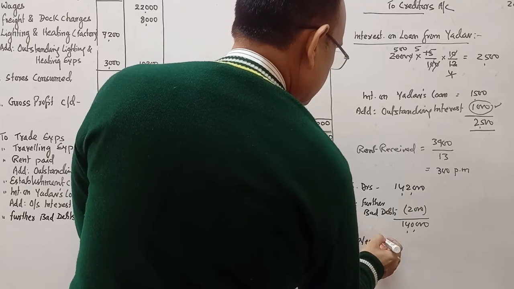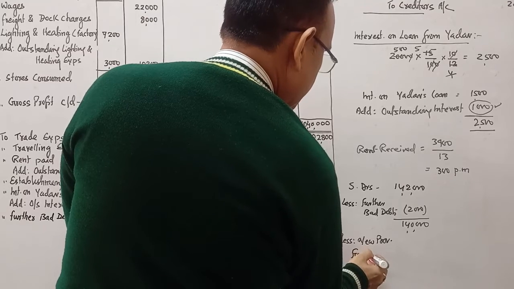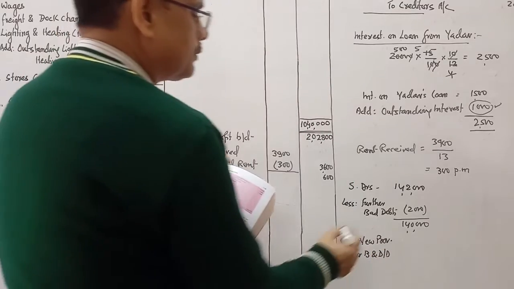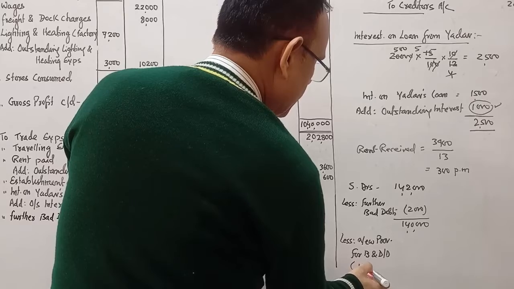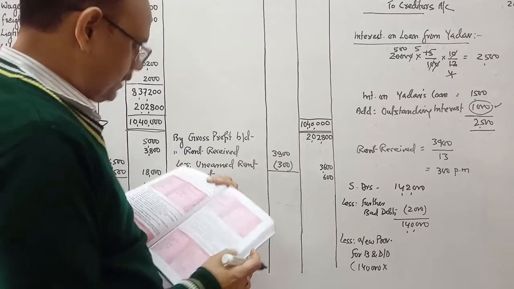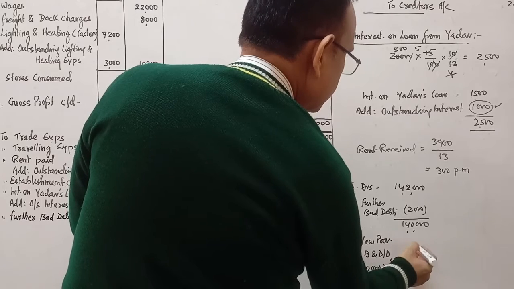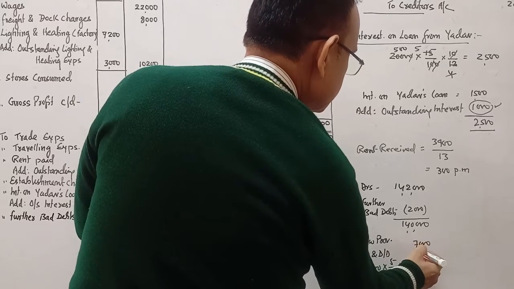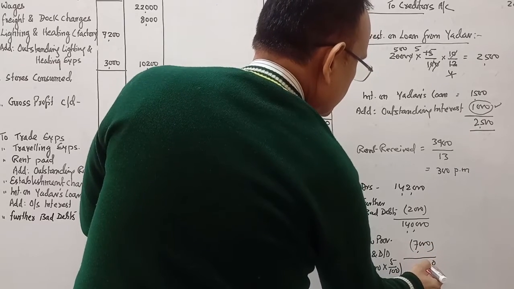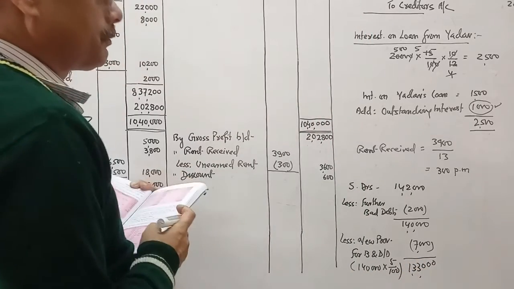New provision for bad and doubtful debts, on which amount? 1,40,000. The new provision for bad and doubtful debts is 5%. So 5% of 1,40,000 is 7,000. New provision is 7,000. So it is 1,33,000 after the new provision for bad and doubtful debts.